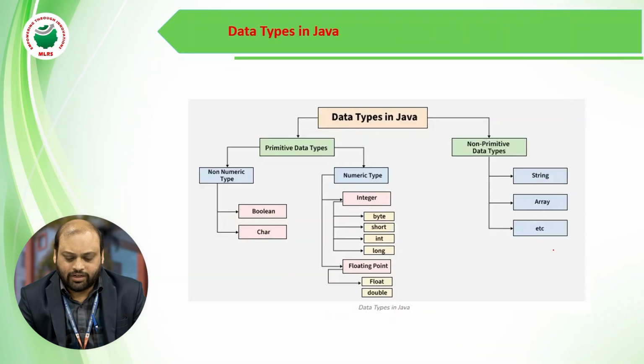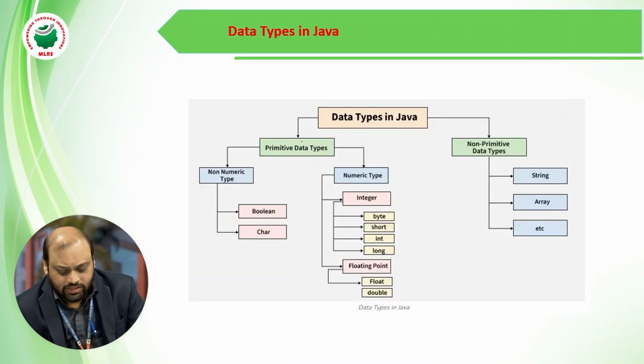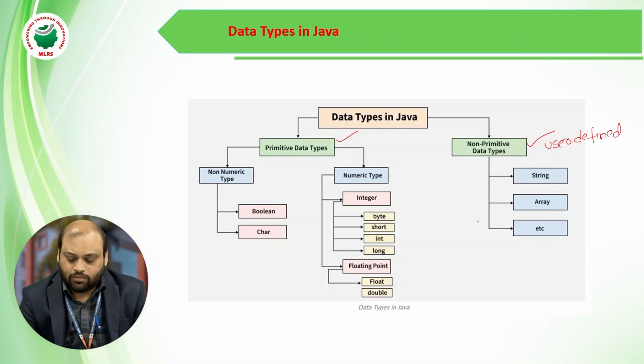There are mainly two categories of data types. One is primitive data types and the other is non-primitive data types. Non-primitive data types are also called user defined data types.